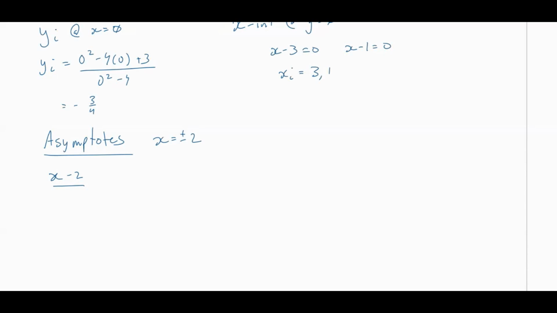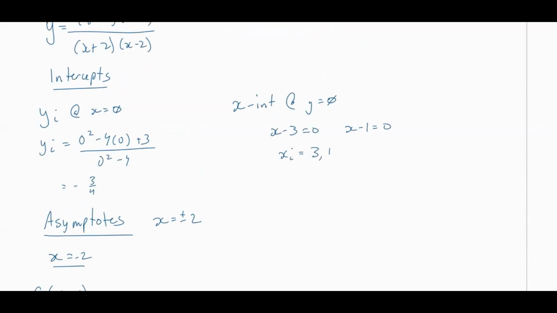So I'm picking values around x equals -2 that are really close to -2, and I'm going to start on the left. What would that be like? -2.01. And just to the right is -1.99. And I'm going to go to the factored form.